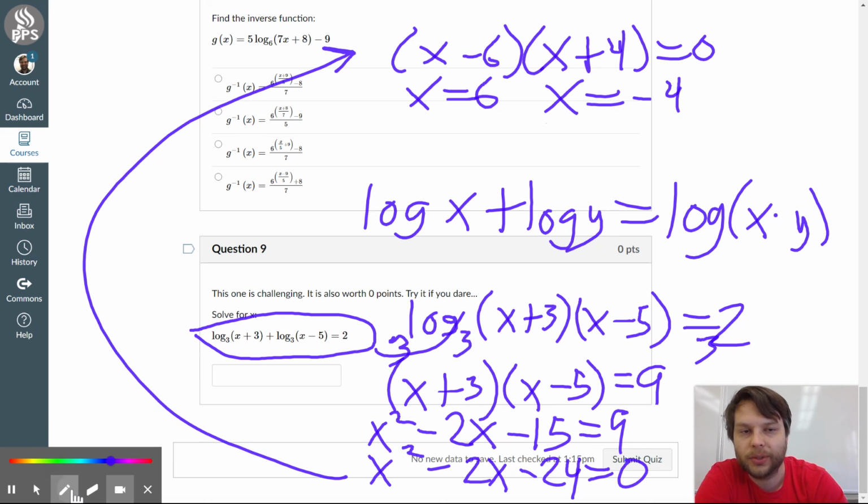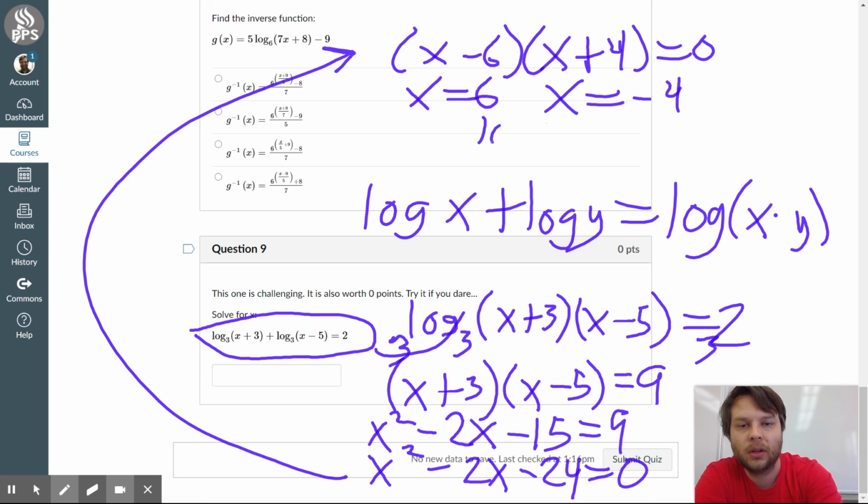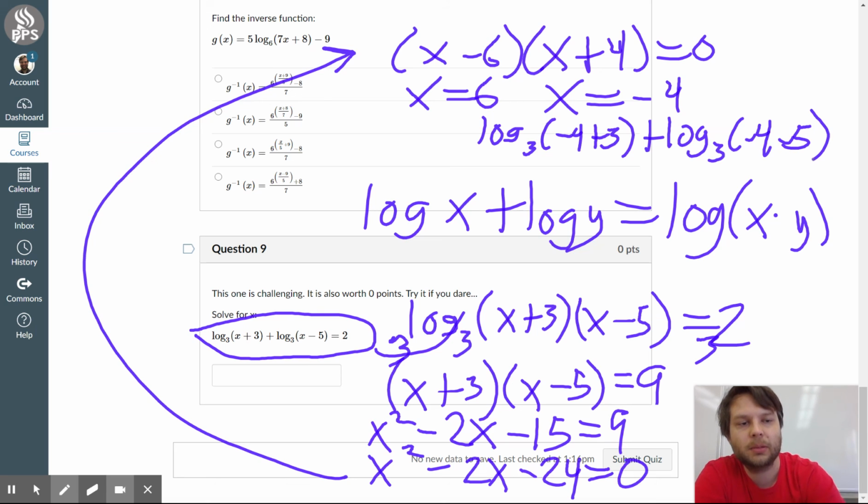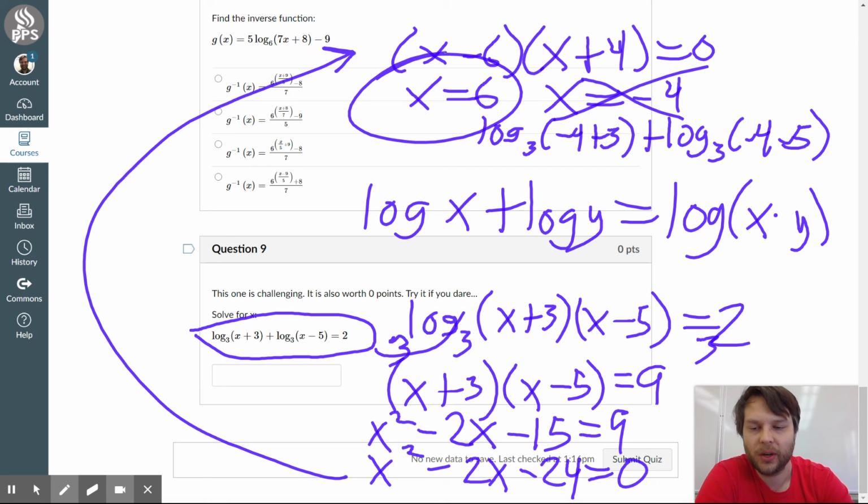When I plug in x equals -4, same sort of thing, just double checking, does that work? Log base 3, -4 plus 3, plus log base 3, -4 minus 5, and that is a big problem. We can't take the logarithm of a negative number because exponents never reach negatives. They have that asymptote. So we have to say that x equals -4 is an extraneous solution. The only solution is x equals 6, and we are done.